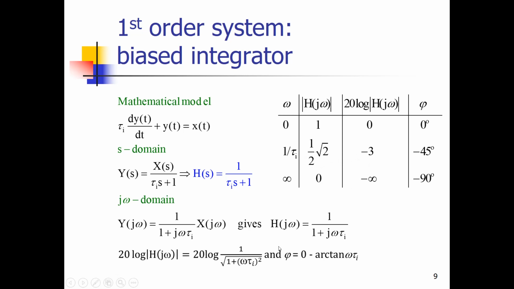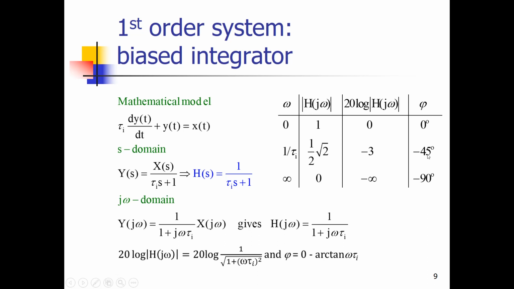For the phase, we see that the phase is equal to minus arctangent of omega times tau I. So for omega is 0, we have 0 degrees. When omega goes to infinity, then we have minus the arctangent of an infinite number, which is minus 90 degrees. And exactly at the crossover frequency or cutoff frequency, we get minus the arctangent of 1 over tau I times tau I, which is minus arctangent of 1, which is minus 45 degrees.